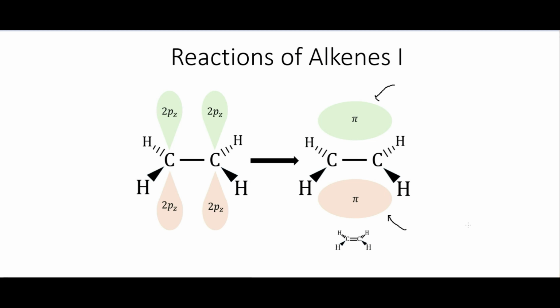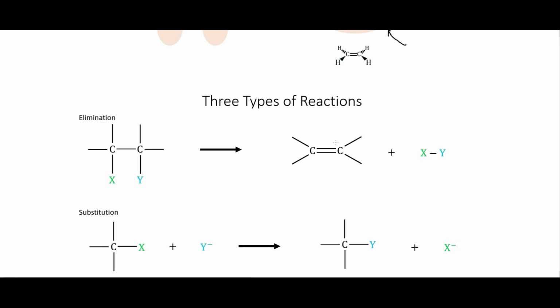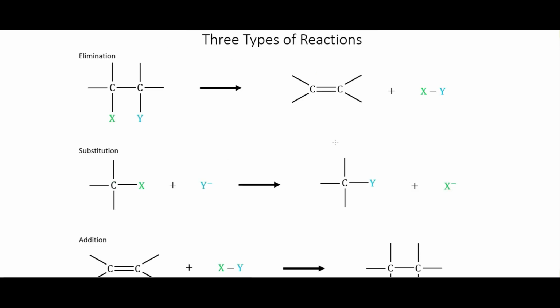Because the electrons in the pi bond are held more loosely than the sigma bonds, there is some reactivity that we can get from these pi bonds. That makes this a functional group that can engage in chemical reactions. There are essentially three schema for types of reactions.